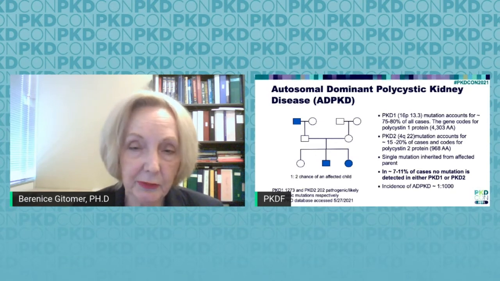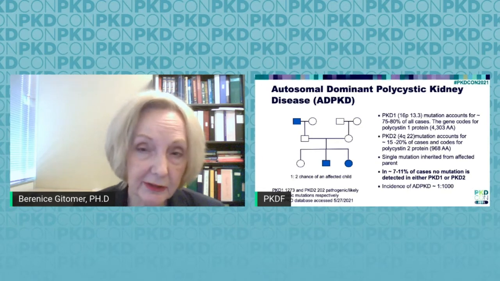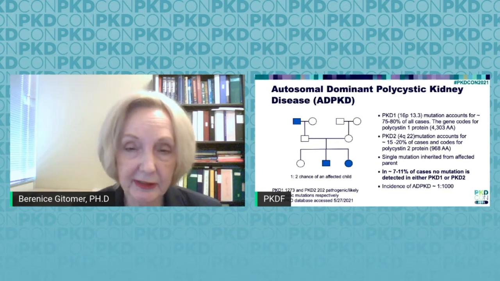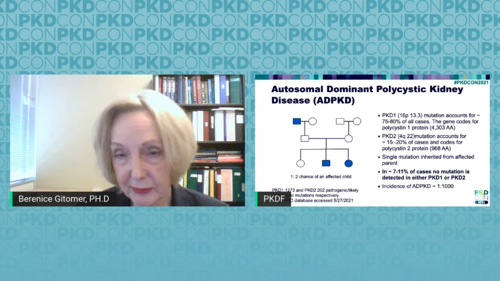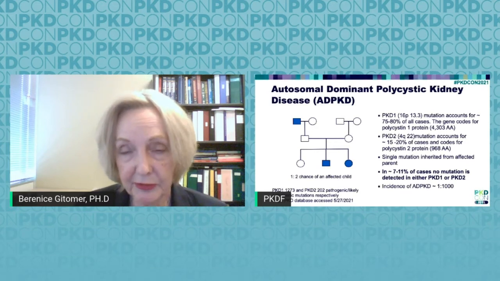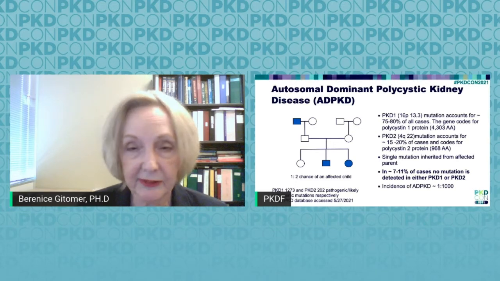The polycystin 1 protein is a large protein, again over 4,000 amino acids, whereas the PKD2 protein, polycystin 2, is a shorter, smaller protein with around 900 amino acids.